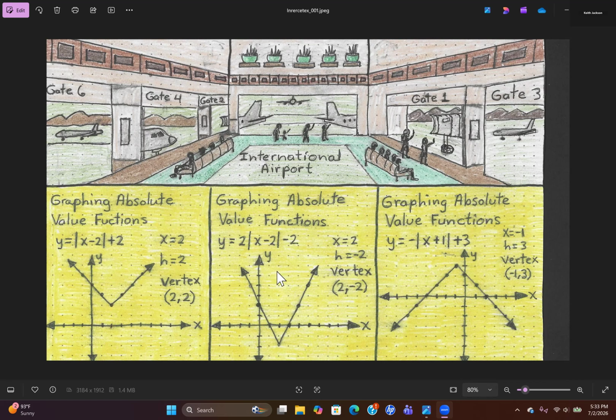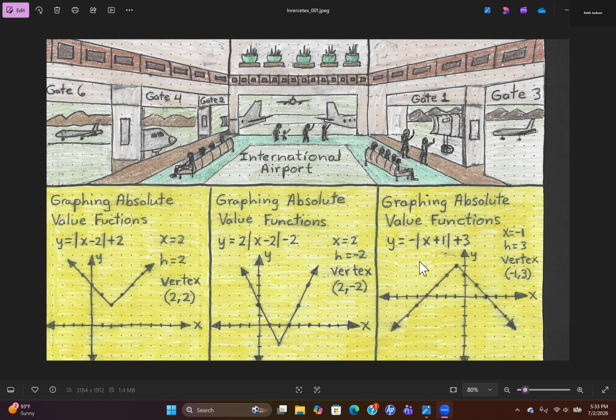All right, so let's take a look at the second big example in which we have y is equal to 2 times the absolute value of x minus 2 minus 2. And we know right here that our h value is negative 2, and our x is going to be 2 because we're going to right shift it over 2 places. And so our vertex would be at 2, comma, negative 2 that you see right here.